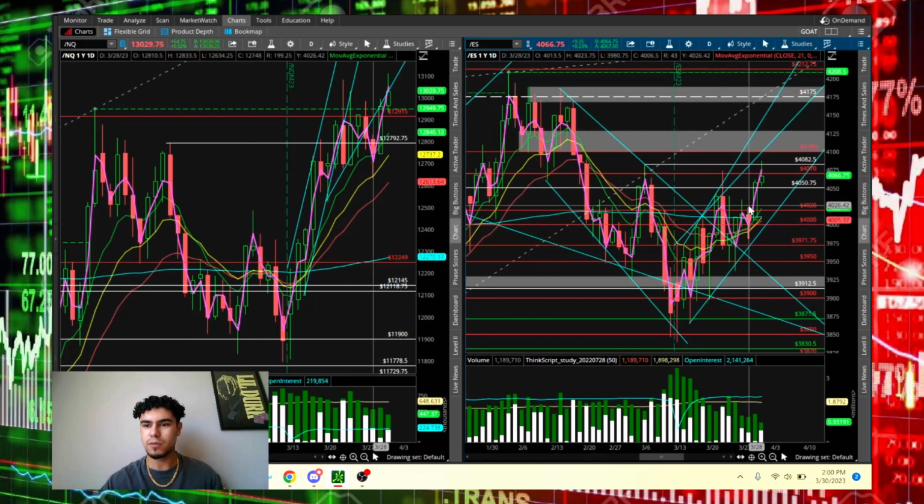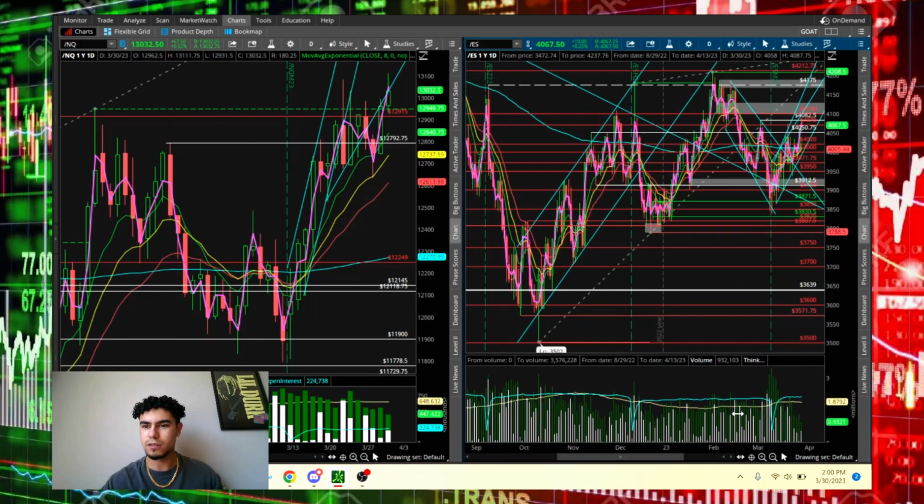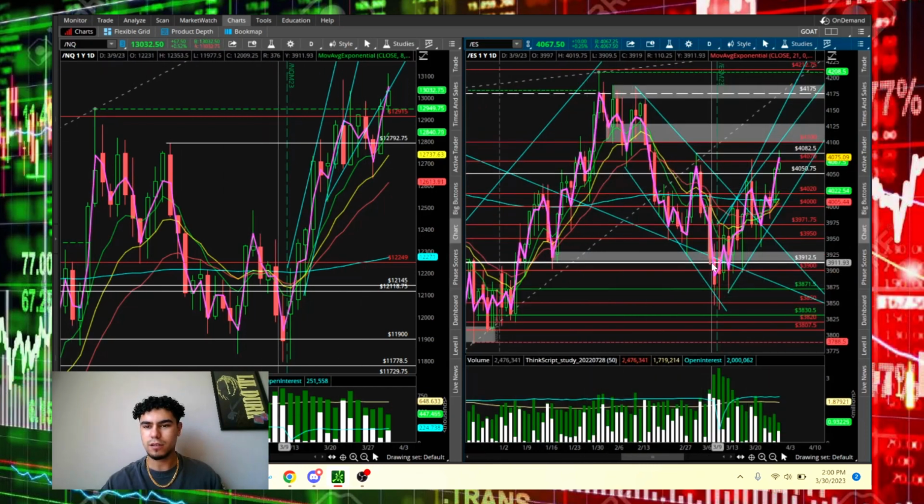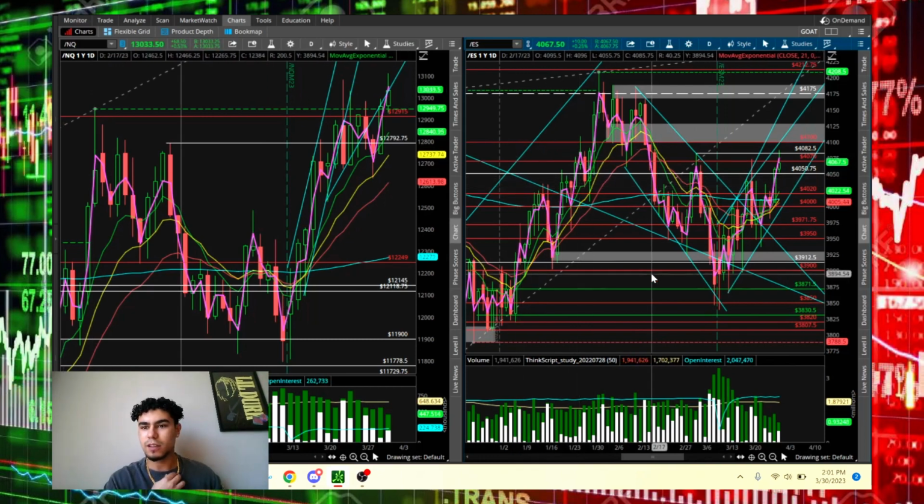ES is actually doing something completely different. It's kind of still in a nasty zone. So I have hella lines on my charts. Helps me, but some people just like fewer lines, but that's cool. Whatever you like.